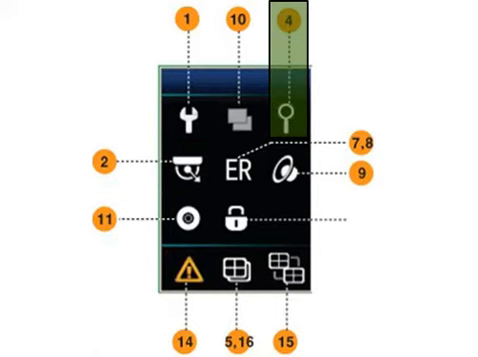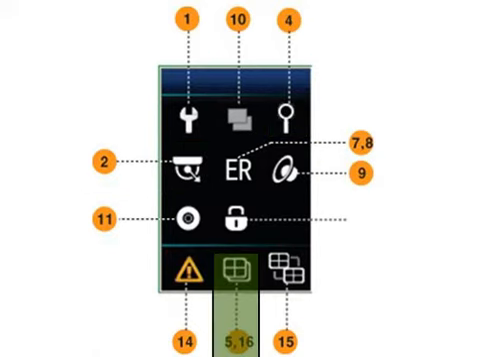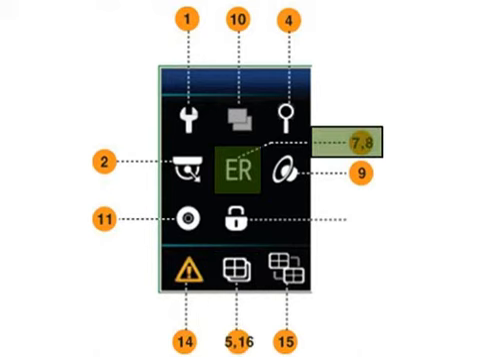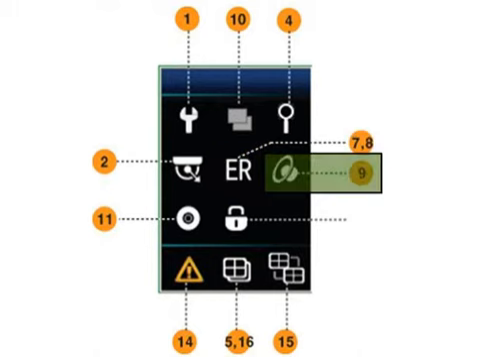Marked number 4 is the search playback icon. Marked number 5 is the multi-channel mode. It cycles through available split display modes. Marked number 7 and 8 toggle between the schedule and emergency record mode. Marked number 9 is the audio select icon. Turns on or off audio recording.